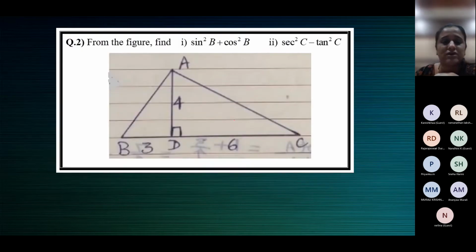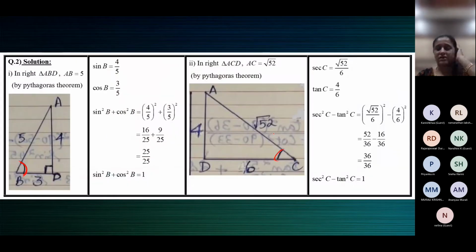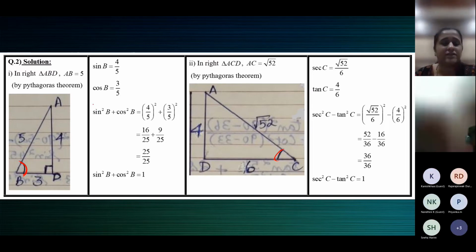So see here, I've cut this triangle into 2 right triangles. We use this one for angle B and this right triangle for angle C. That's what you see here, 2 separate triangles. First, find the hypotenuse using Pythagoras theorem. And then find whatever ratios you need: sin B, cos B to find sin square B plus cos square B, and secant C, tan C to find secant square C minus tan square C.